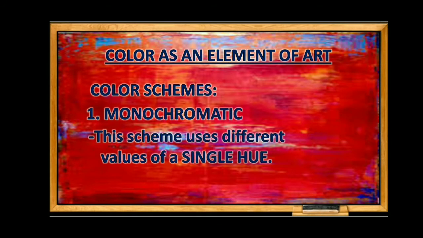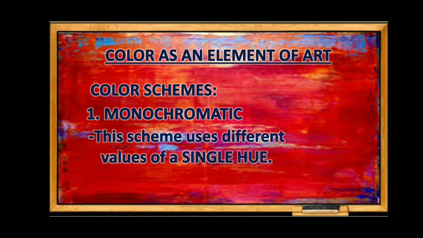Let's move on to color as an element of art. In color, an element of art, we need light to see the different colors around us. Color is what our eyes see, and when light is reflected off an object, white objects reflect all colors and absorb none. Black is the absence of light and color.